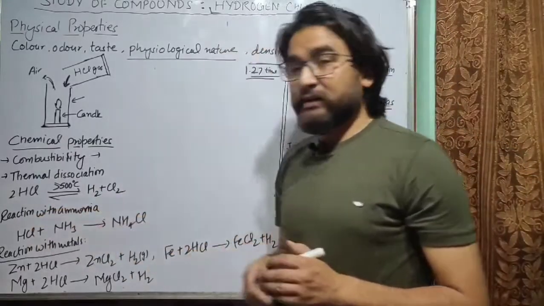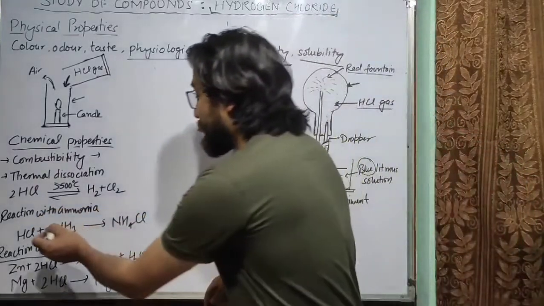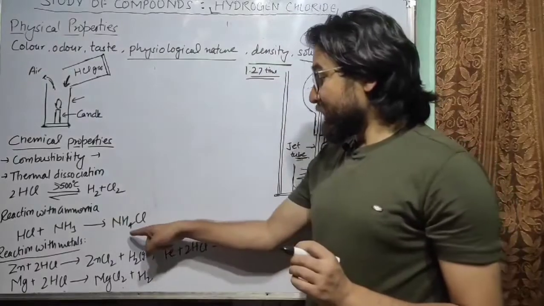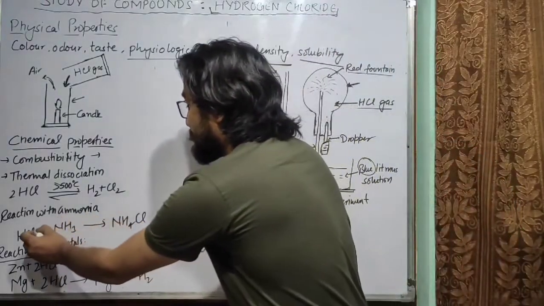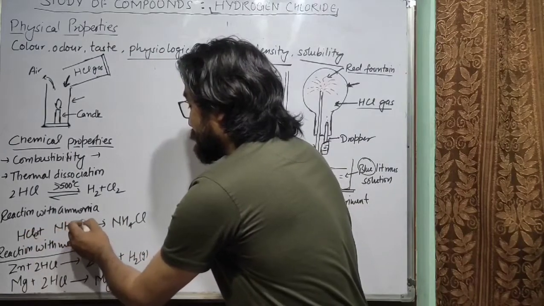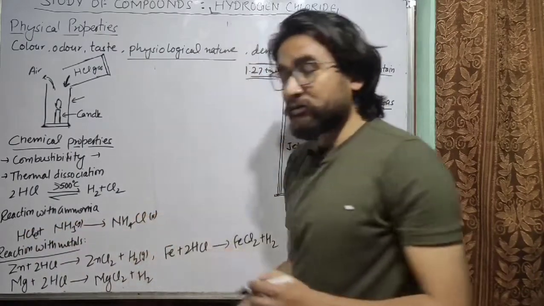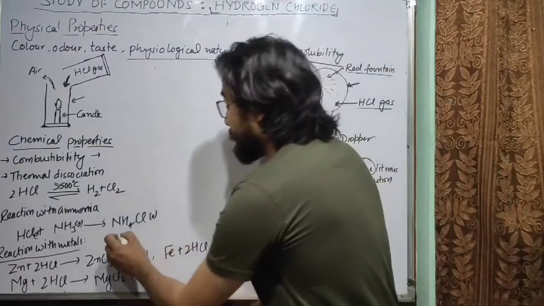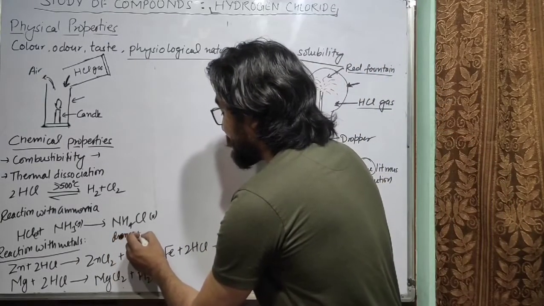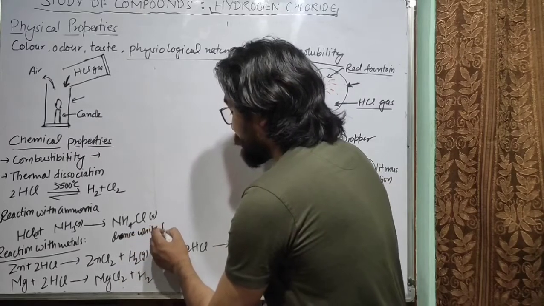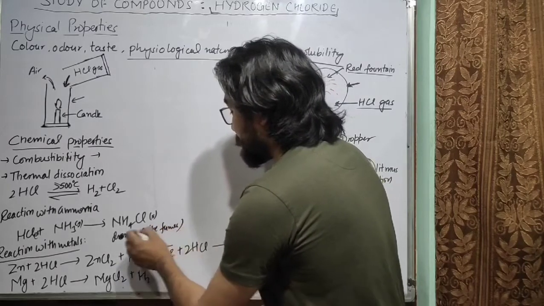The next is reaction with ammonia. When HCl reacts with ammonia, it will form ammonium chloride. HCl is a gas, similarly ammonia is also a gas, but NH4Cl is solid, so it will form dense white fumes because it has white color. So it will form dense white fumes of ammonium chloride.